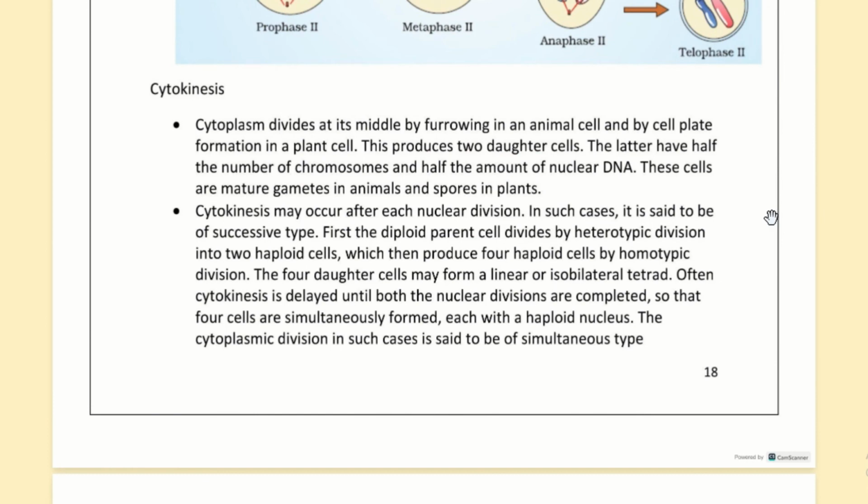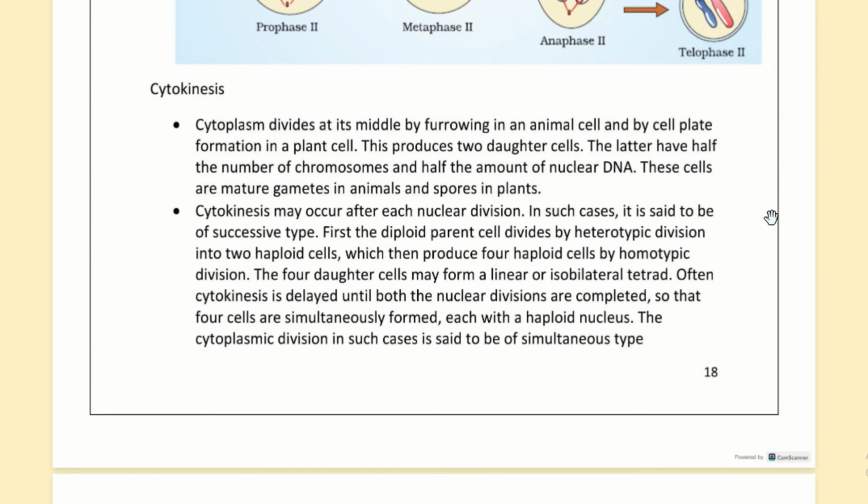Then we have cytokinesis. The cytoplasm divides at its middle by furrowing in an animal cell and by cell plate formation in a plant cell. This produces two daughter cells. The latter have half the number of chromosomes and half the amount of nuclear DNA. These cells are mature gametes in animals and the spores in plants.